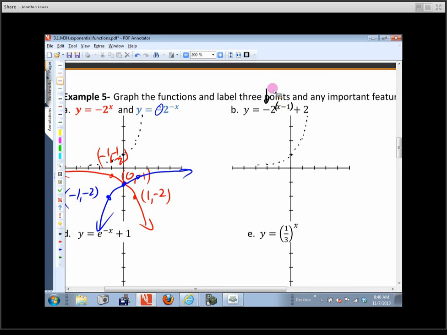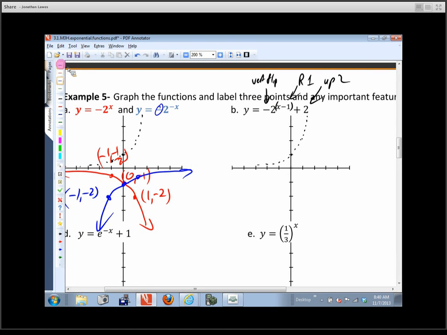Reflection across the x-axis, that is a vertical flip. Vertical flip across the x-axis. What does the minus 1 do? It's with the x, right or left, it's going to be to the right 1. And what does the plus 2 do? Up 2, right?